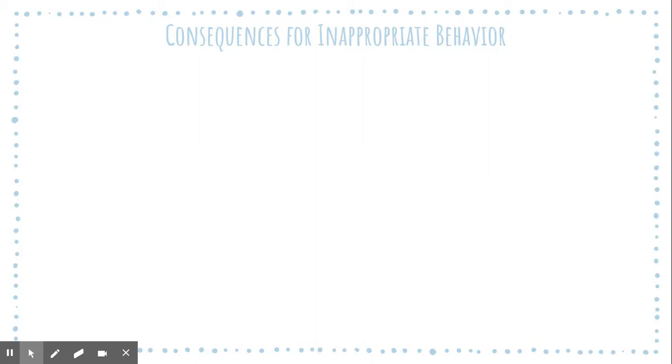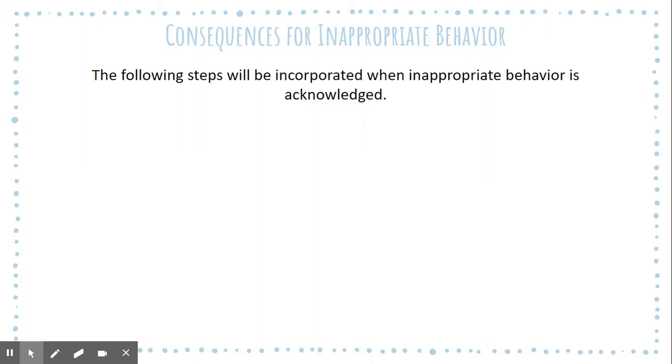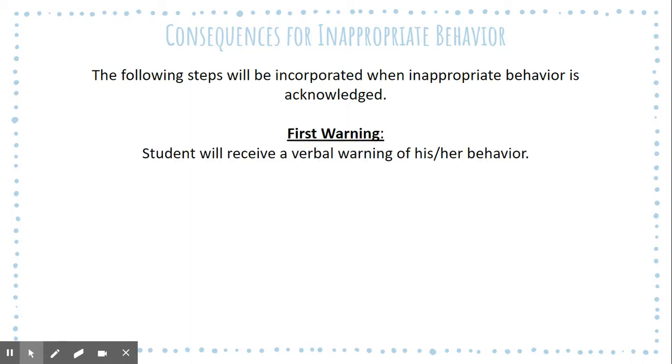So moving on to consequences for inappropriate behavior, I am going to follow the following 3 steps. They will be incorporated when inappropriate behavior is acknowledged. So first warning is the student will receive a verbal warning of his or her behavior and will be asked to correct that inappropriate behavior.